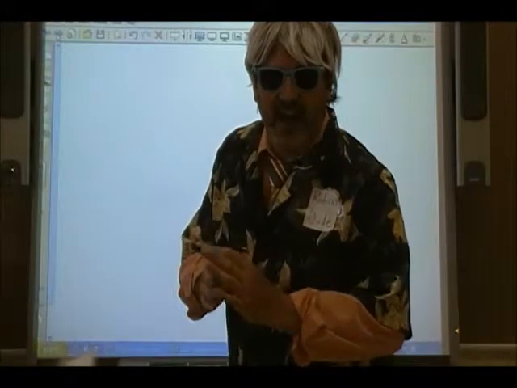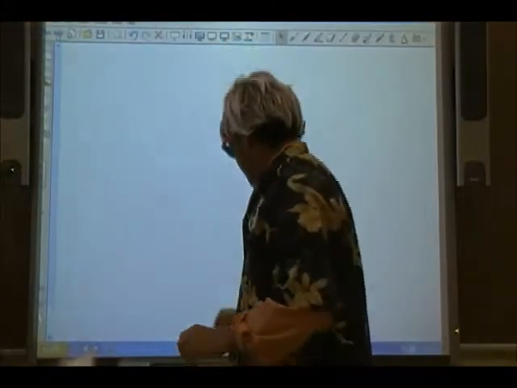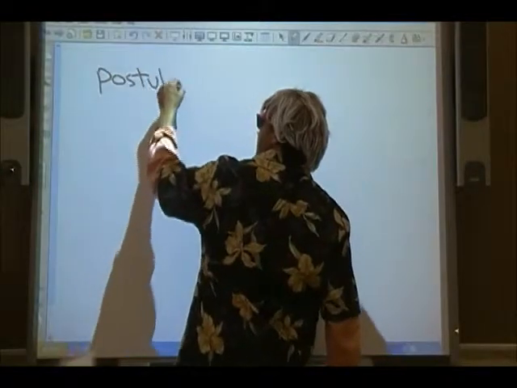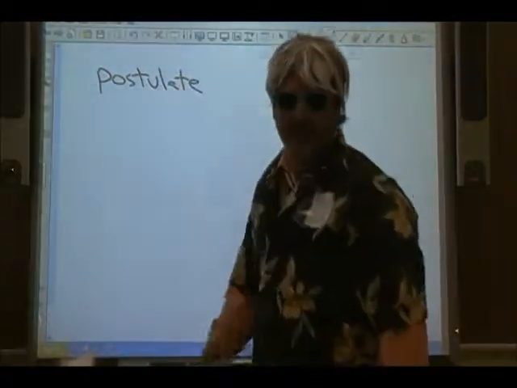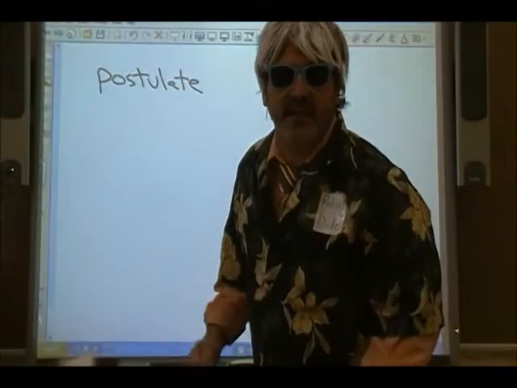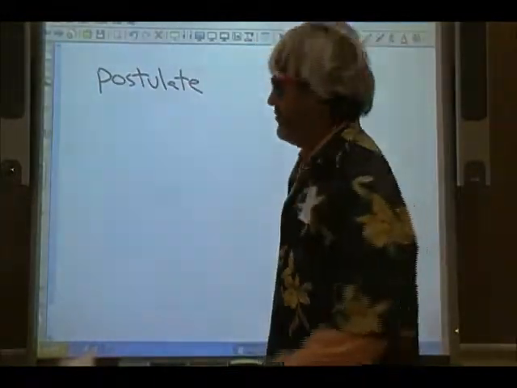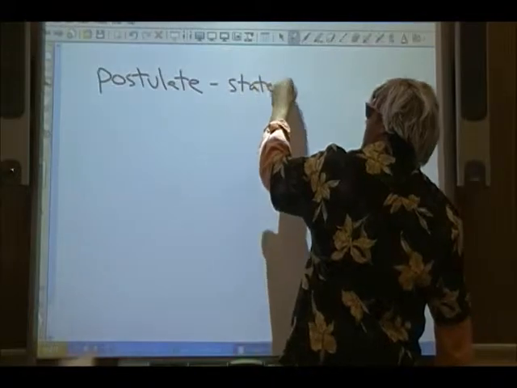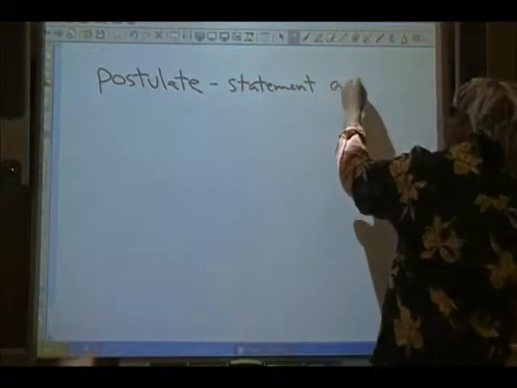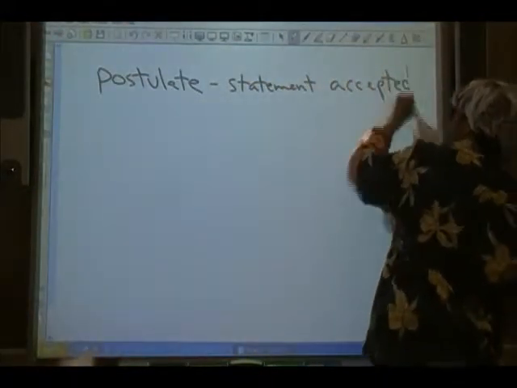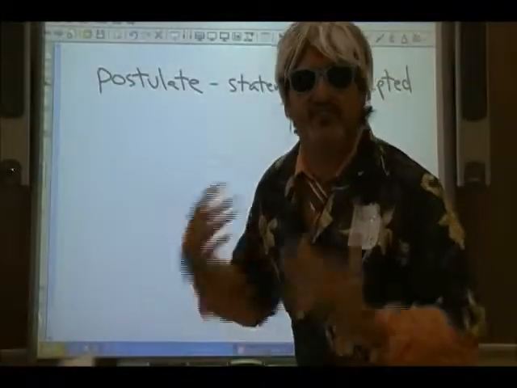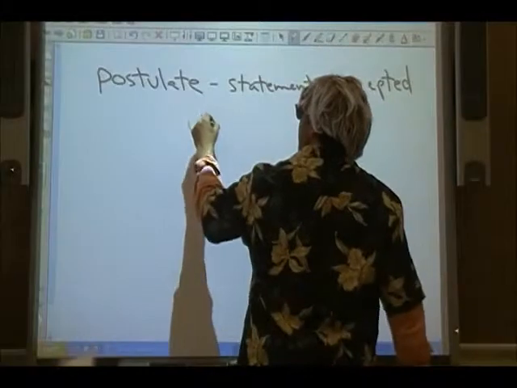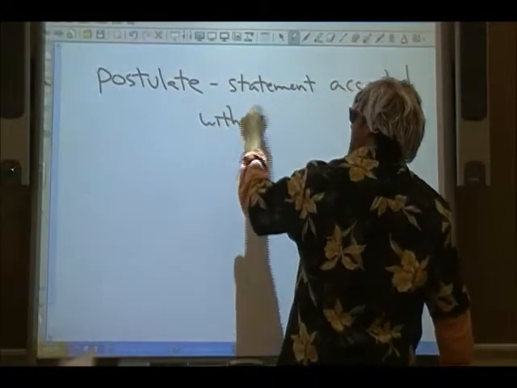The first one that you need to know is what is called a postulate. A postulate is a statement accepted without proof. Now when I say accepted, that means it's true. So it's a statement accepted without proof.